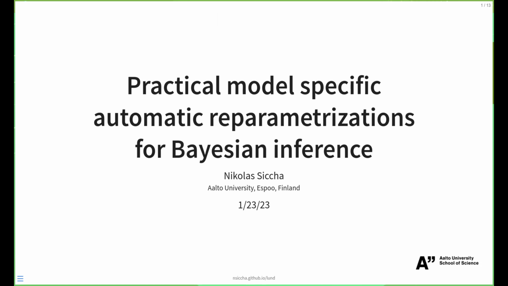Right, so I'm going to talk about practical, model-specific automatic reparametrizations for Bayesian inference. And there's kind of a conflict there in the title, right? It's supposed to be practical, which sounds more applied. Then it's also for Bayesian inference, which is very general. And then it's model-specific, which is very specific to a model, but then it's supposed to be automatic, which is again very general. But I think it makes sense actually this time. So I'm hoping you will agree.